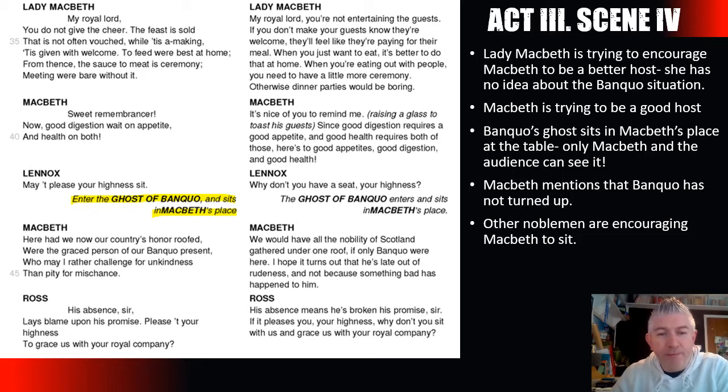Macbeth is still talking. Here had we now our country's honour roofed, were the graced person of our Banquo present, who I may rather challenge for unkindness than pity for mischance.